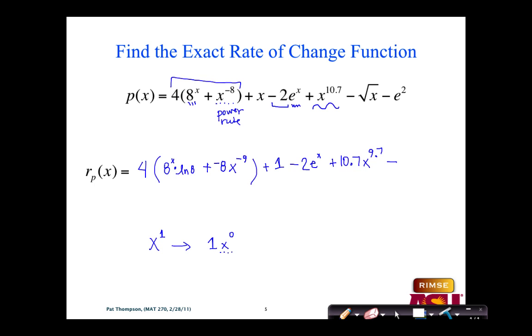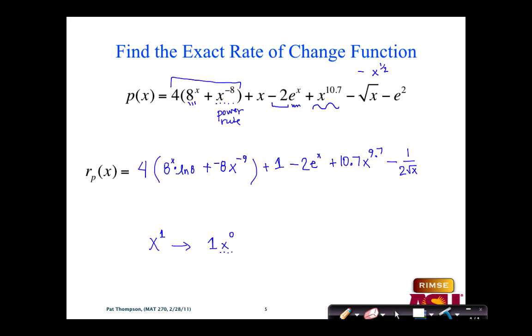What's the derivative of square root of x? Yeah, 1 over 2 root x. Or you can think about it as x to the 1/2 that's being subtracted, and then write minus 1/2 x to the negative 1/2 power. But like I said, square roots show up a lot. If you just see square root, that's its derivative.